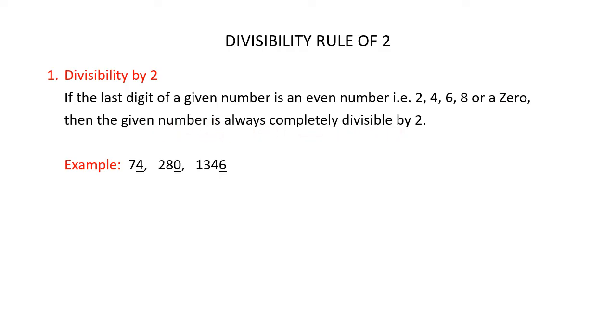For example, take the number 74. The last digit is 4. 4 is divisible by 2. So 74 is divisible by 2. The number 280 has 0 as the last digit. So 280 is divisible by 2. 1346 has 6 as the last digit. 6 is divisible by 2. So 1346 is also divisible by 2.